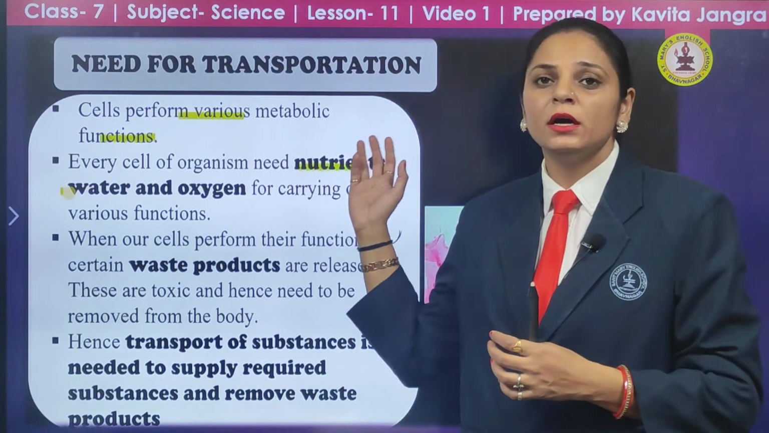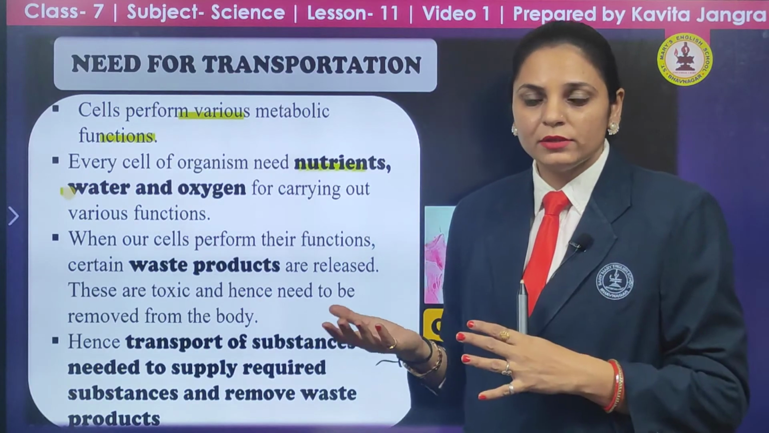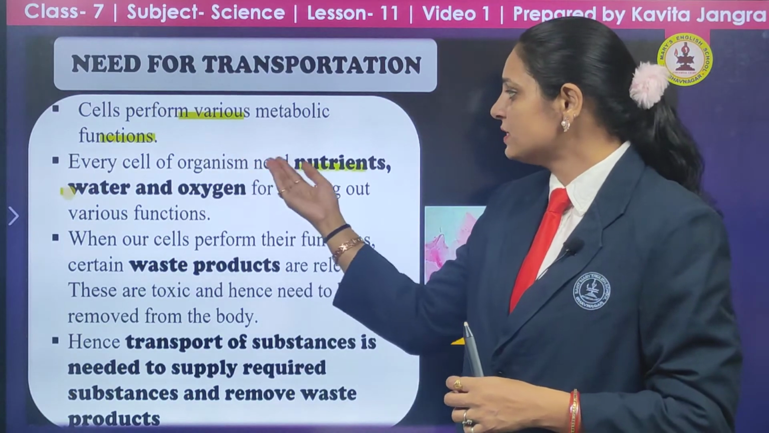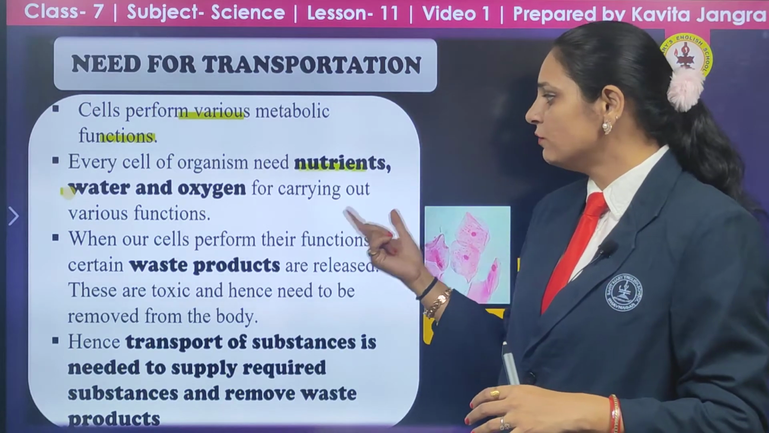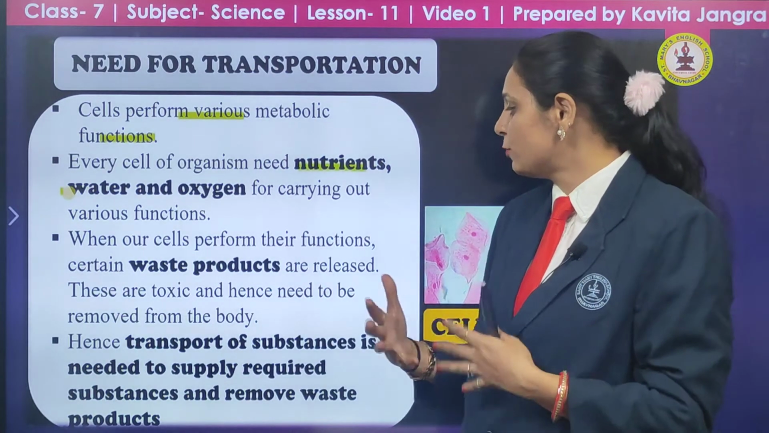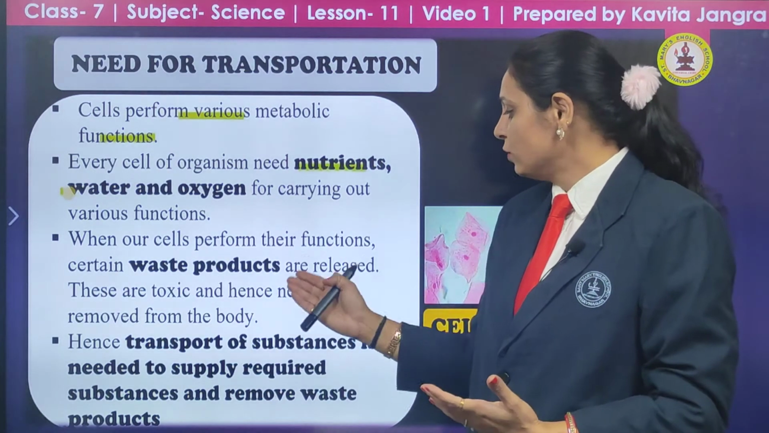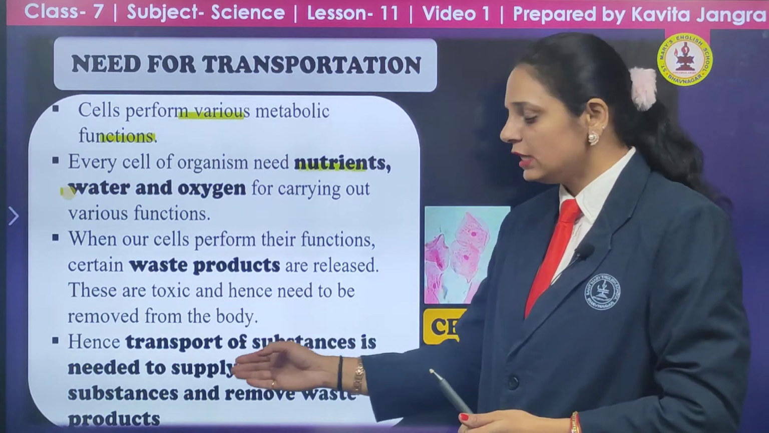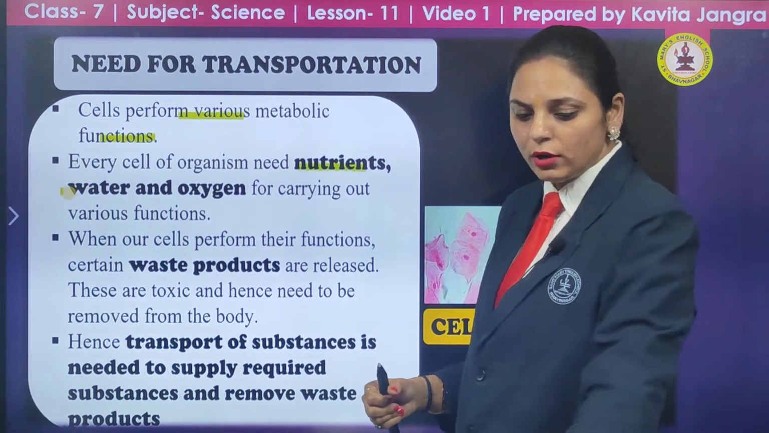Now the cell performs the different metabolic functions: digestion, respiration and the circulatory system, all the different functions are performed by the cells only. Now every cell of an organism, what do they need? They need nutrients, water, oxygen for carrying out the various functions. When our cells perform their functions, certain waste materials or products are released, and these are very toxic, so we need to excrete them out. Hence they need to be removed from the body. So the transport of substances is needed to supply the required substances and to remove the waste products.